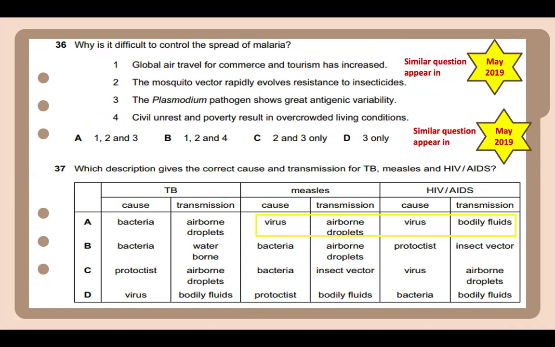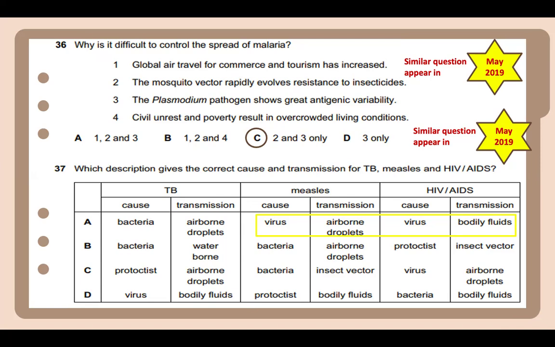Why is it difficult to control the spread of malaria? This is also a similar question which appeared in May 2019. The answer is the mosquito vector rapidly evolved resistance to insecticides, and the Plasmodium pathogen shows great antigenic variability.